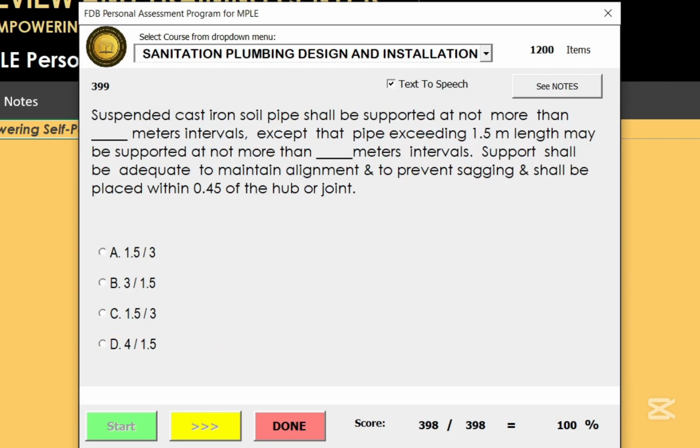Suspended cast iron soil pipe shall be supported at not more than blank meters intervals, except that pipe exceeding 1.5 m length may be supported at not more than blank meters intervals. Support shall be adequate to maintain alignment and to prevent sagging and shall be placed within 0.45 of the hub or joint. A. 1.5/3, B. 3/1.5, C. 1.5/3, D. 4/1.5. Please pick your choice. Option A is your choice, and it's the correct answer. Well done.